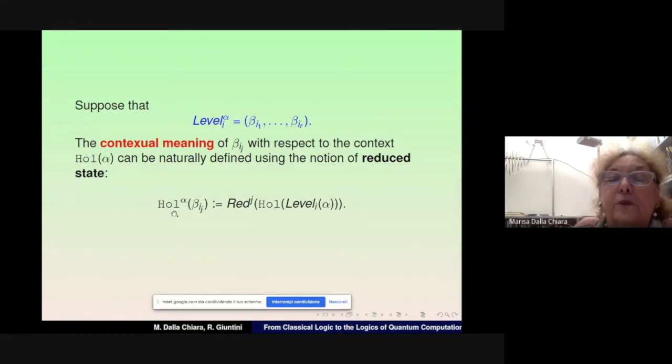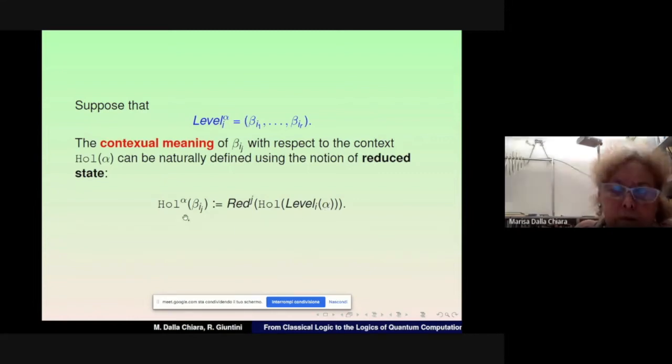So this is the definition. The contextual meaning with respect to the context Hol(alpha), that is the meaning of alpha, of the occurrence beta_Ij is the reduced state with respect to the jth subsystem of the density operator that the map Hol has assigned as a meaning to the level I of the syntactical tree of our formula.